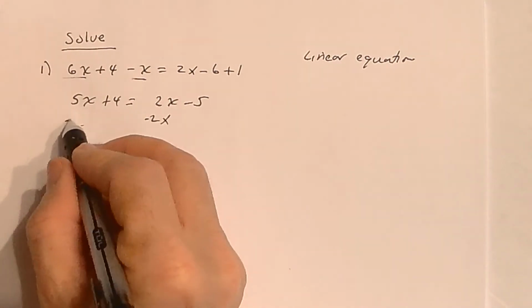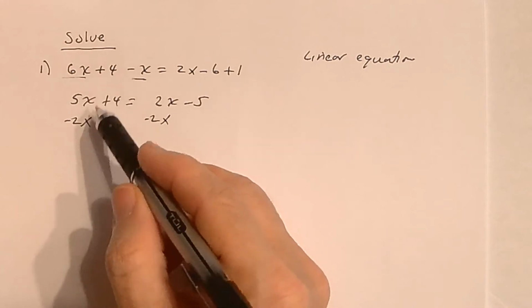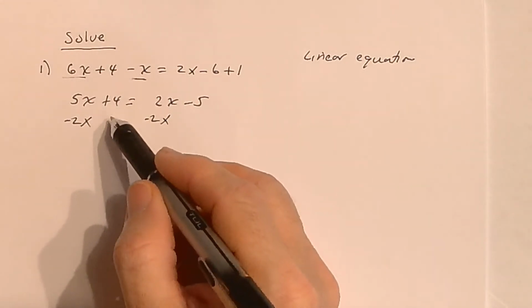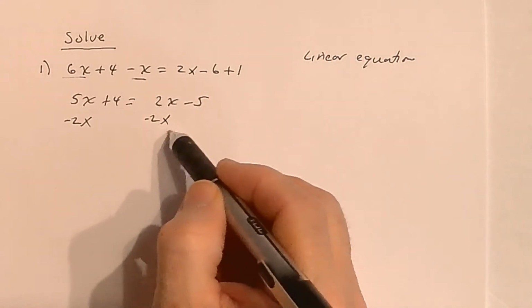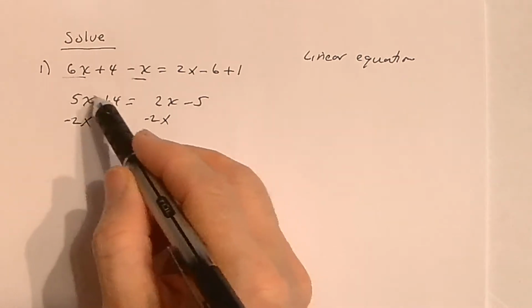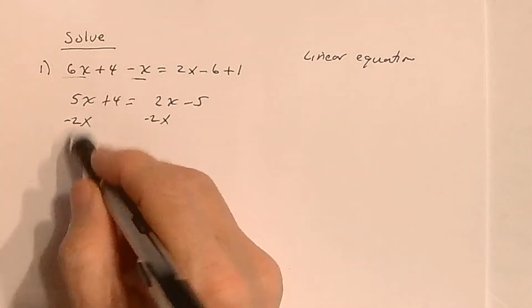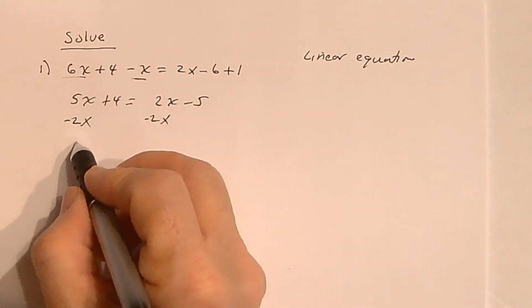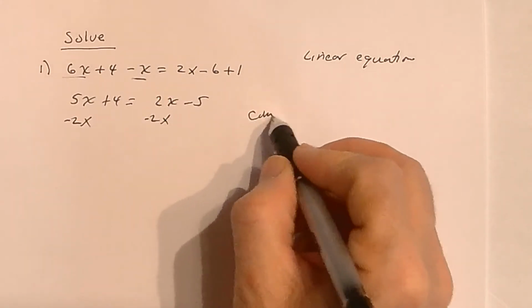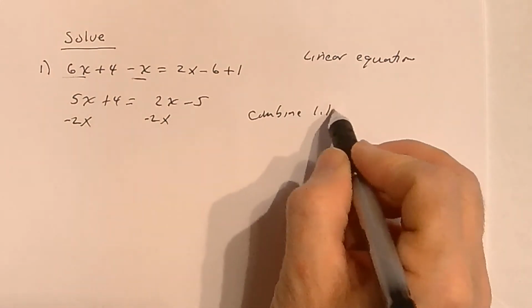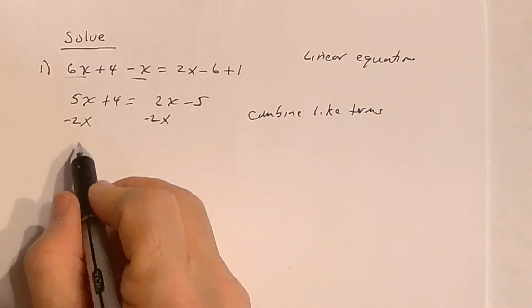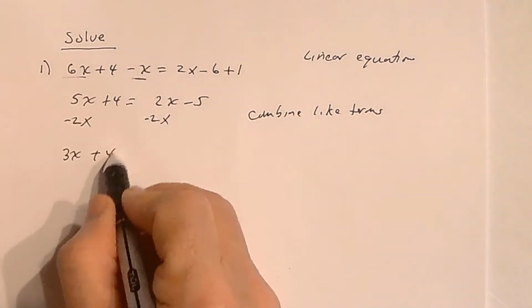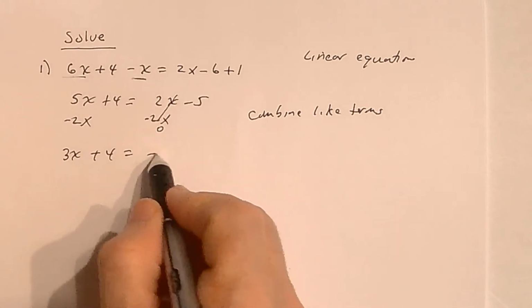But what you do to one side, you have to do to the other. And notice I'm aligning my like terms. And also notice that when I subtracted 2x, I subtracted 2x from the right side, and also from the left side. And so 5x minus 2x is 3x. So remember here I'm combining like terms. Combine like terms. So remember that phrase. And so when I combine like terms, I get 5x minus 2x is 3x plus 4 equals, and then on this side, 2x minus 2x, that's 0, and 0 and negative 5 is a negative 5.